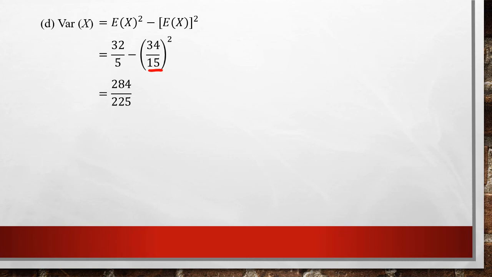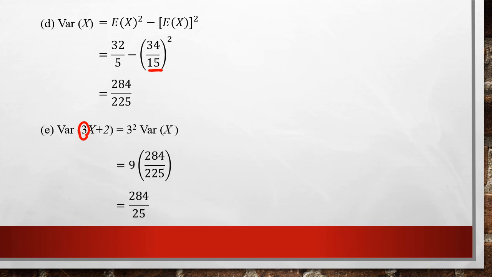Okay, lastly for question E, they ask you to find the variance of 3x plus 2. So we don't have to apply the expectation formula and so on. Directly apply the properties of variance, which is equivalent to factorizing out the coefficient of x, which is 3, and then squaring it. So we get 3 squared times the variance of x. We know already the value of the variance of x from part D. So substitute the values only. So 9 multiplied by 284 over 225, which is equal to 284 over 25.